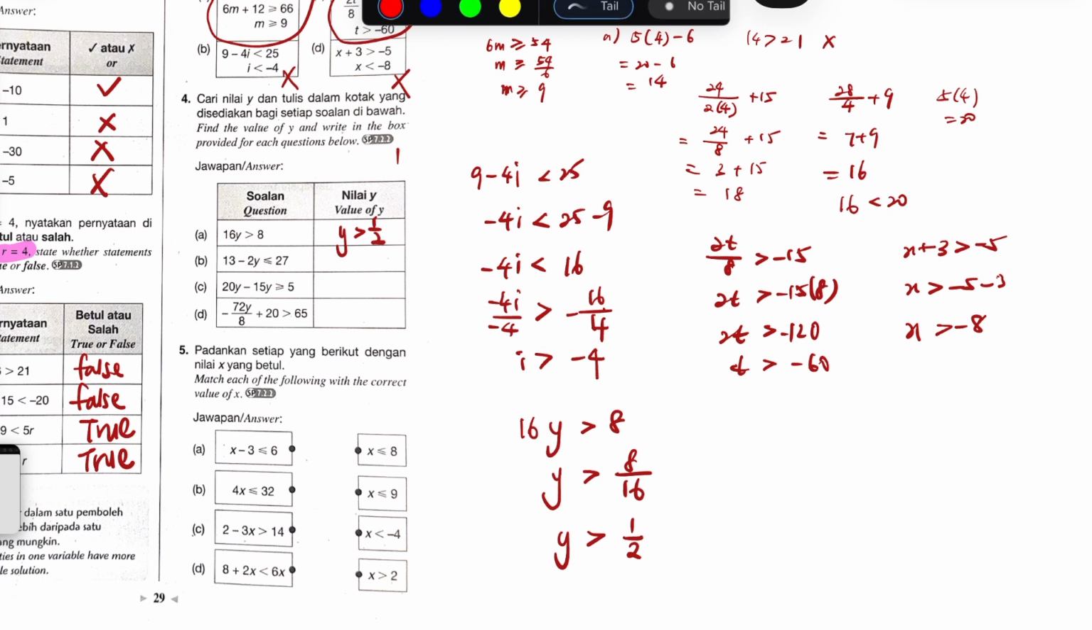So why did we divide by 16? Because to eliminate 16, we have to divide by 16. Both sides need to divide by 16. Okay, so this is for the A.